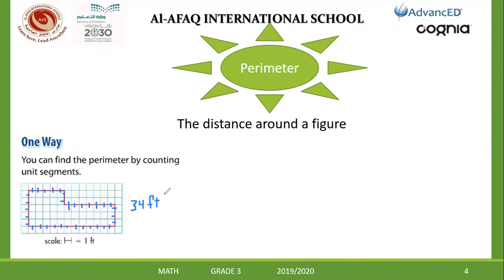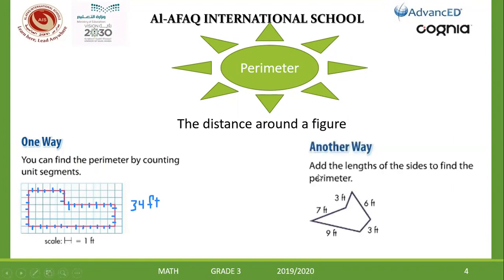What if we have a polygon without a grid? How can we find the perimeter of it? We can find the perimeter of this shape by adding the lengths of the sides. To find the perimeter of this shape, we are going to count all the side lengths. As you see here, they are 3, 6, 3, 9, 7. So here, we add all of them together.